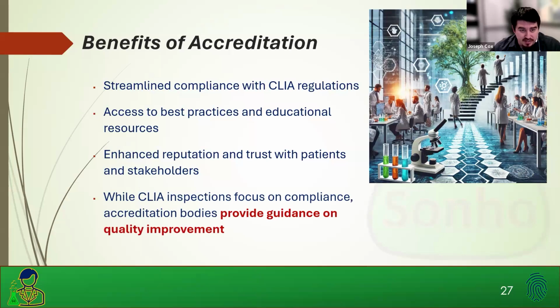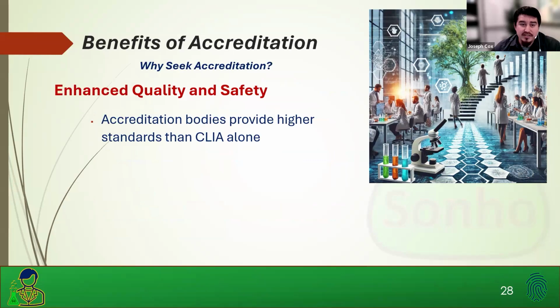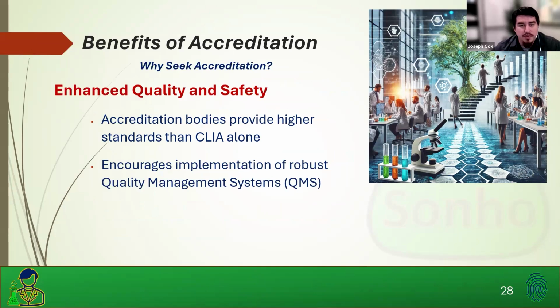While CLIA inspections focus on compliance, the accreditation bodies provide guidance on quality improvement. So the accreditation bodies often focus on improving your quality, not just making sure that you fall within the rules and the regulations of CLIA. So there's a lot of guidance, a lot of instruction, a lot of steering mechanisms in accreditation bodies. It also allows for enhanced quality and safety. Accreditation bodies provide higher standards than CLIA alone. CLIA is going to be the bare minimum, whereas accreditation bodies go a step above and beyond.